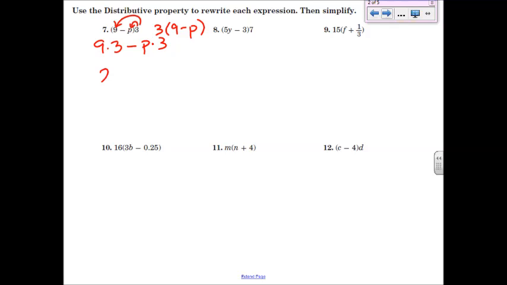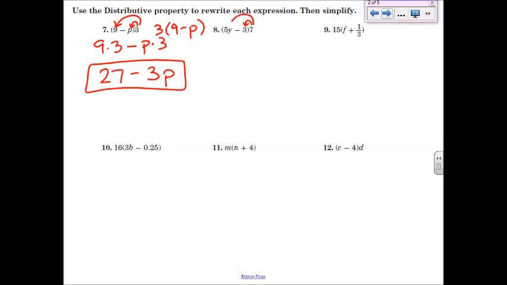9 times 3 is 27. And when we write numbers times variables, we put the number in front and no multiplication symbol and then the variable. When they're right next to each other, it means multiply. And when they ask us to simplify an expression, it means there's no like terms, and a like term means that they have the same variable and the same exponent on the variable, and that there's no more parentheses. So this is true of what we just wrote, 27 minus 3p, so we're done.